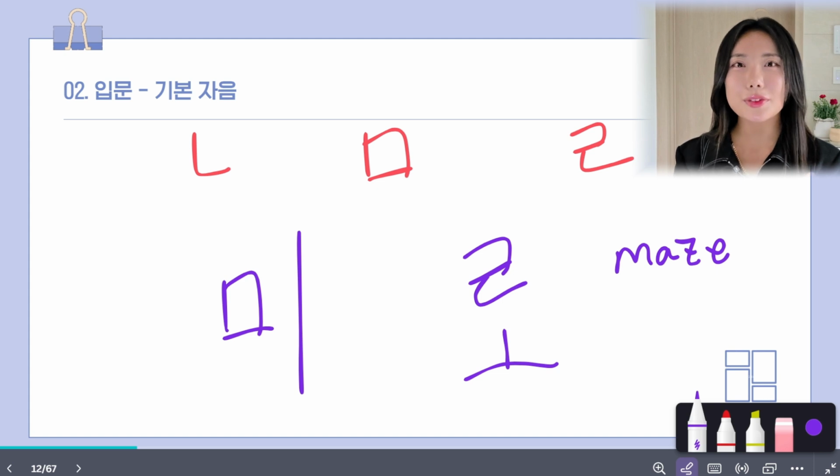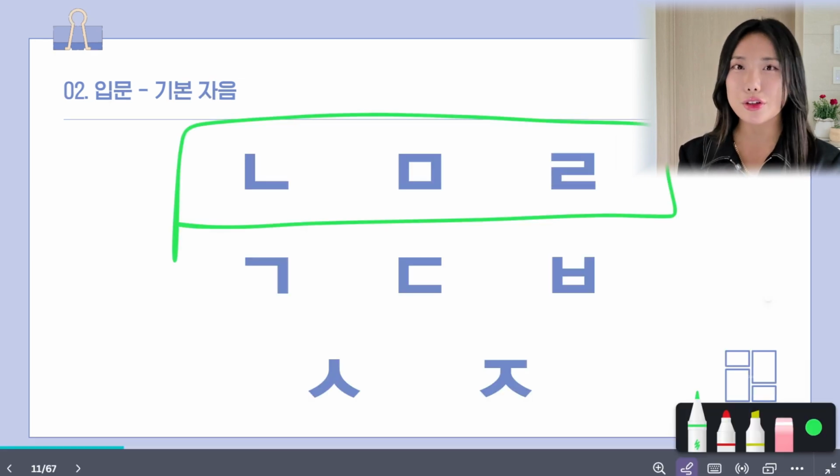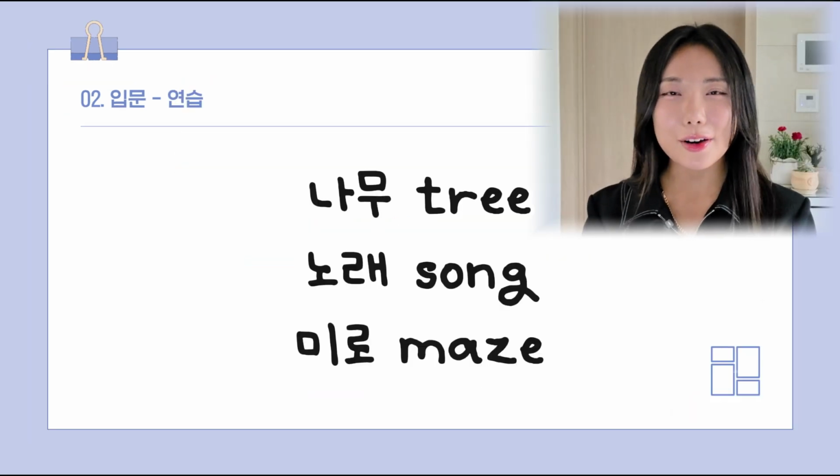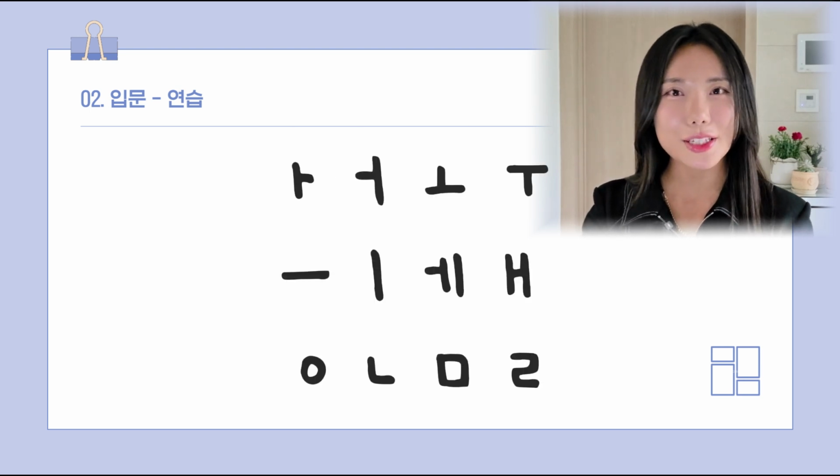So just like this, we studied 8 basic vowels and 1 special consonant, which is the circle, and those 3 consonants, and you have already started reading. You can comment down below if you know any other words using only the alphabet we just studied.